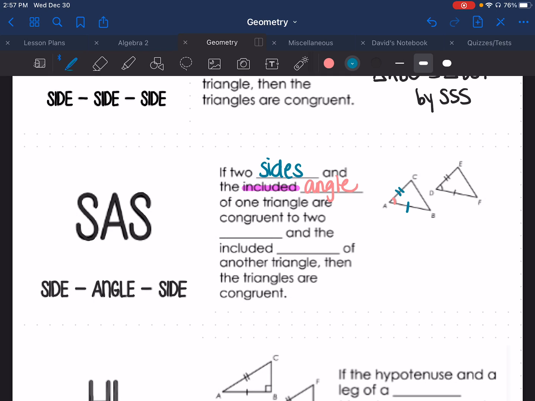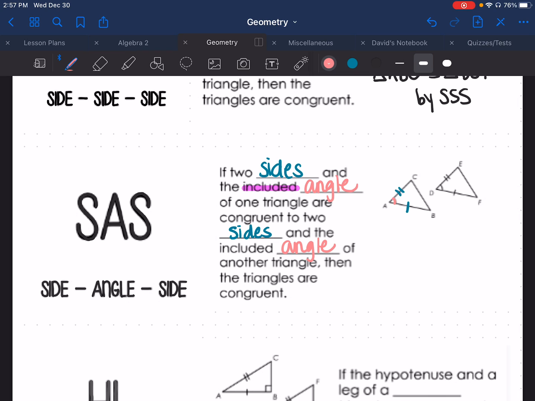I also like to think of included as I'm going to go to lunch with my friends. I want to be included and sitting at the table with them, and I want to be right between them so that I can hear both of their conversations. I don't want to be left out. And of course, if they are congruent to 2 sides and an included angle in another triangle, then the 2 triangles are congruent.